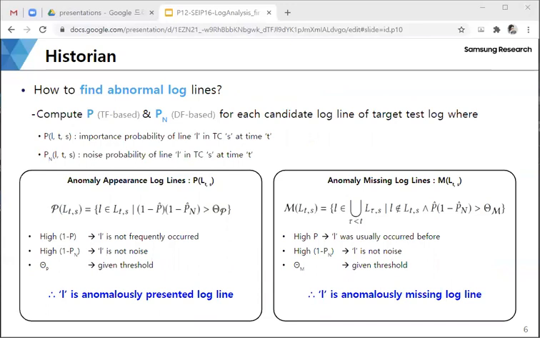First, a high score of 1 minus P means L does not usually occur in S, and a high 1 minus Pn means L is not noise. Therefore, L can be said to be an abnormal log line containing important information that has not appeared in the past. On the other hand, high P means L frequently occurred before in S, and high 1 minus Pn means L is not noise. Nevertheless, it did not occur this time.